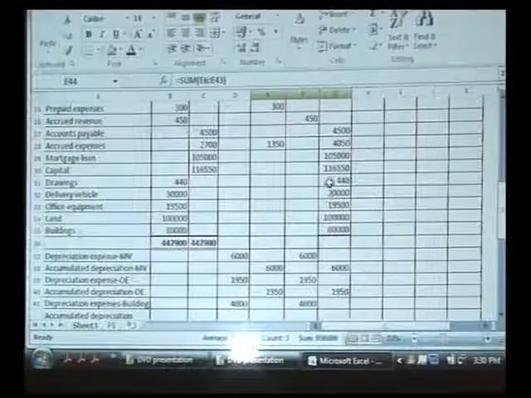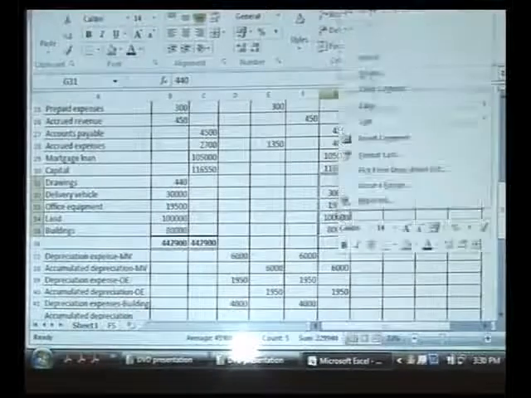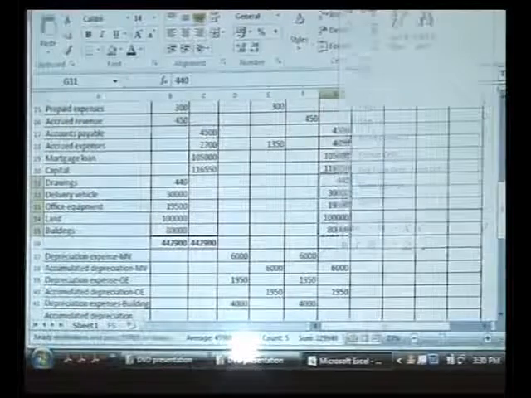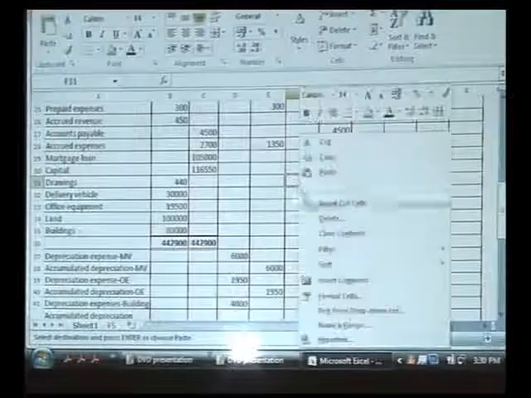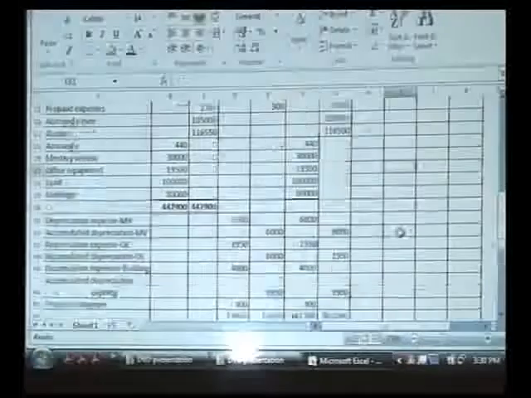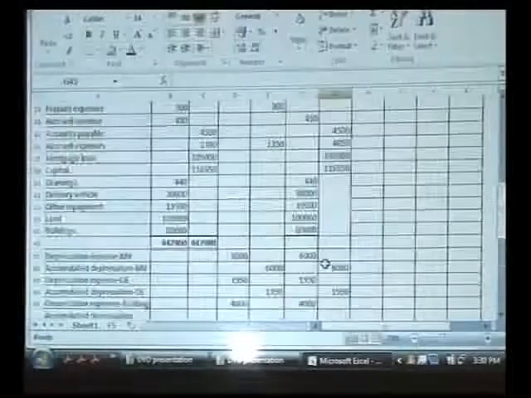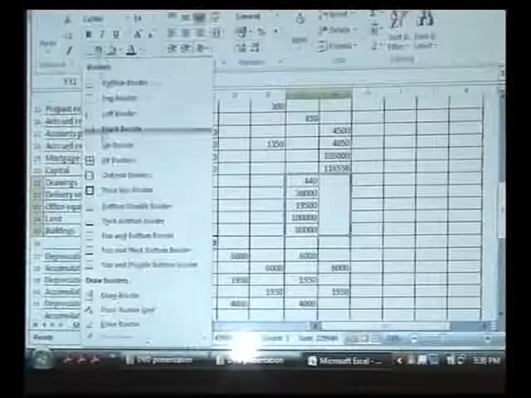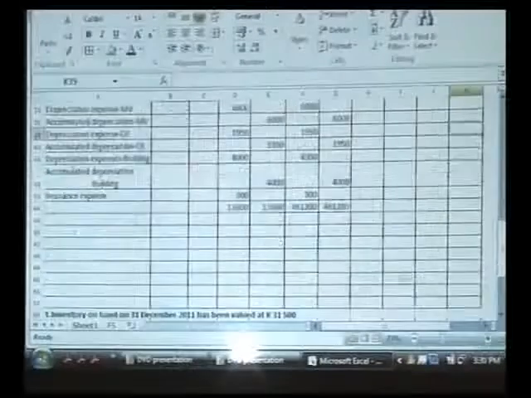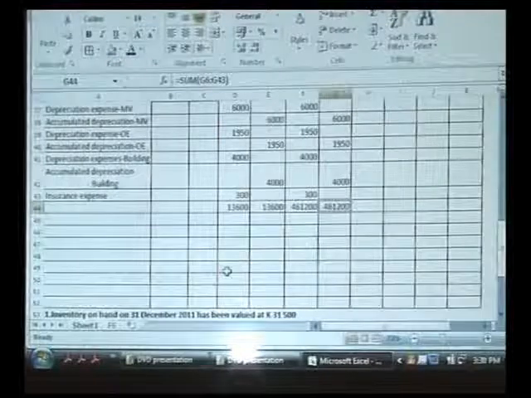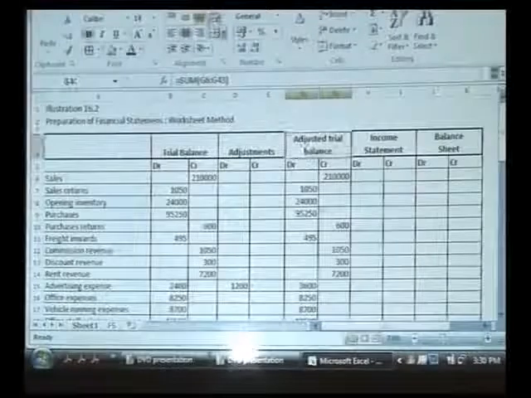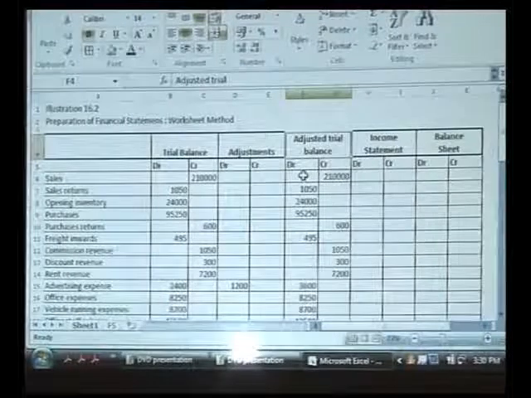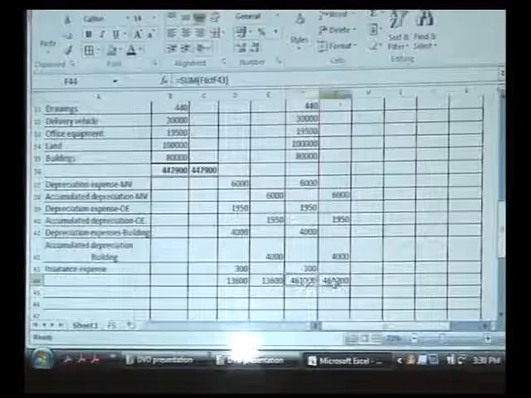These amounts should be shown in the debit column. Okay, now you see debit total equals credit. The adjusted trial balance column shows the adjusted figures, and debit total equals credit.